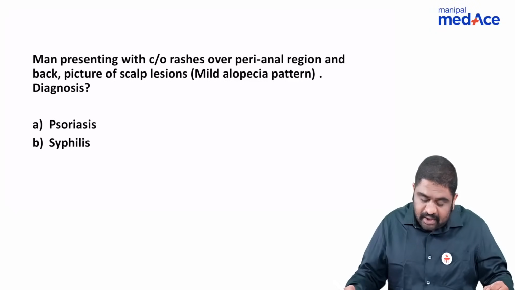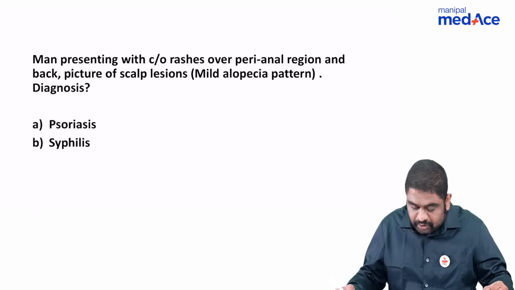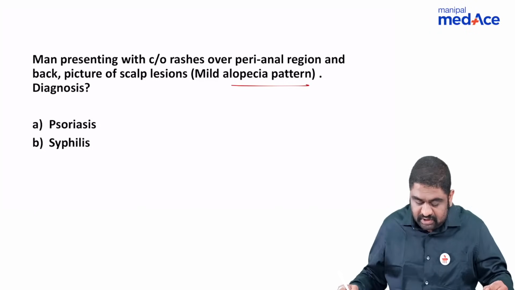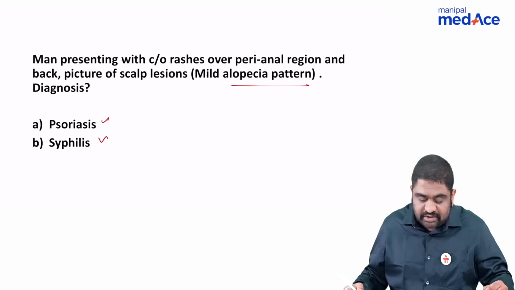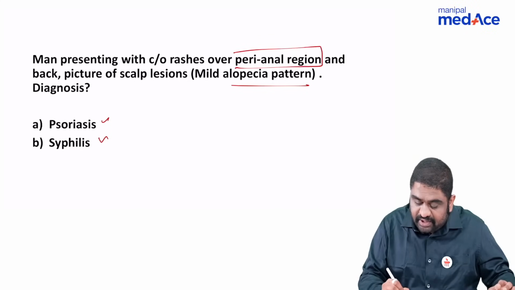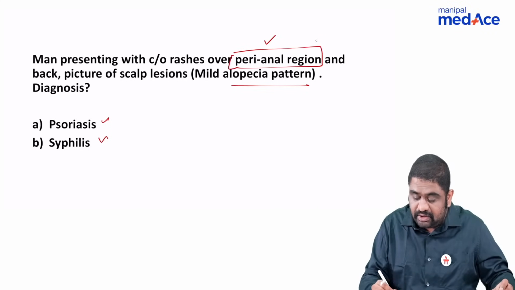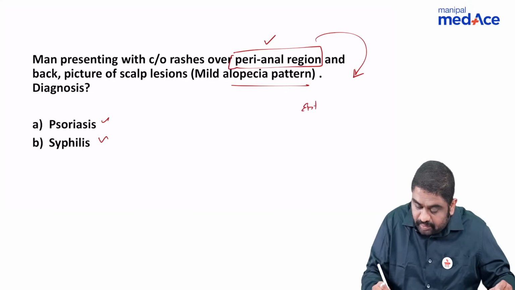They said a man is presenting with complaints of rashes over the perianal region and back. The picture of the scalp was shown. Mild alopecia pattern was seen. And there was a question or a difference between psoriasis and syphilis. This question was incomplete. But let me tell you, if there is any kind of itch or pain in the perianal region, and if they are speaking about a helminth, think of Enterobius.